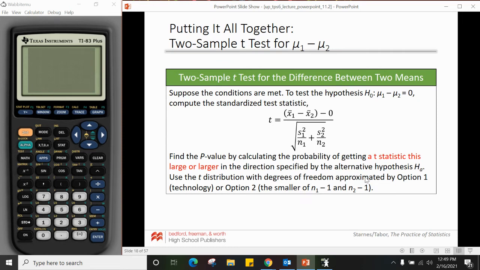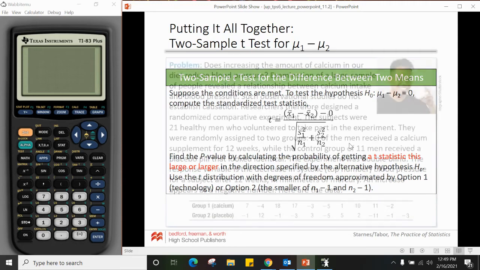And if you use type 1, option 1 using the calculator, the degrees of freedom is calculated for you. If you use option 2, it's the smaller of the two sample sizes minus 1.